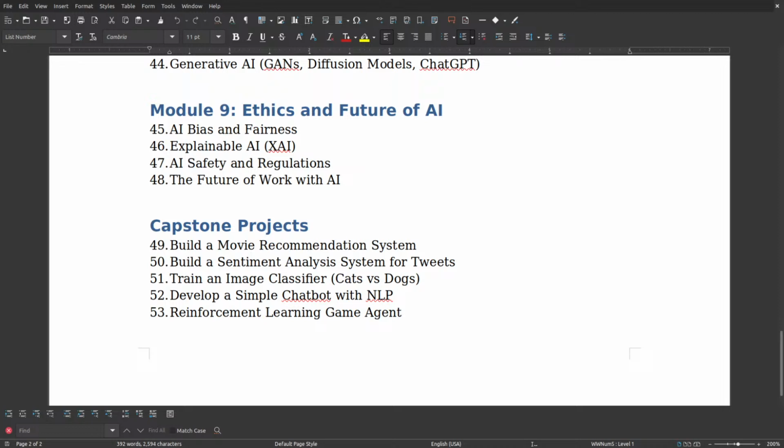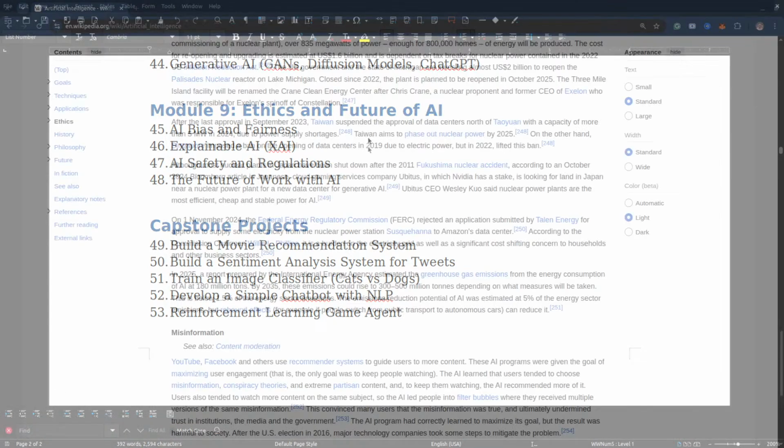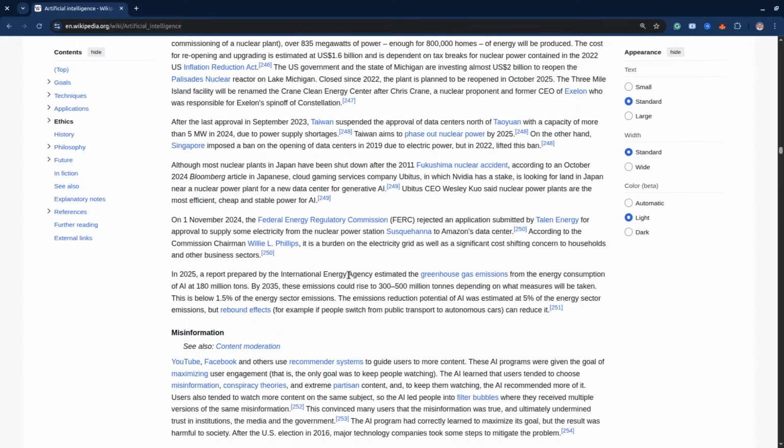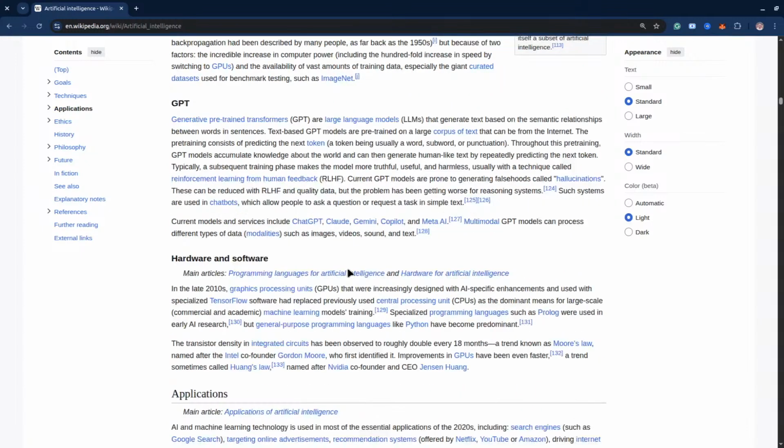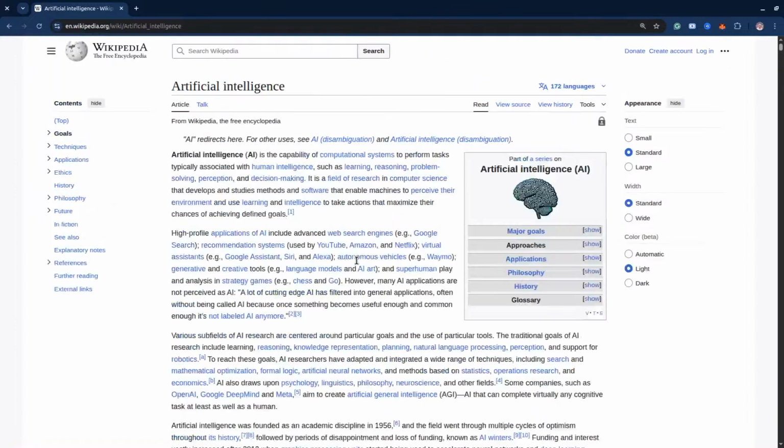So if you have a look at the definitions online, that's Wikipedia, right away we're going to see that artificial intelligence is the capability of a computational system to perform tasks typically associated with human intelligence. That's training a machine to do tasks that human beings are supposed to do, such as learning, reasoning, problem solving, perception, and decision making.